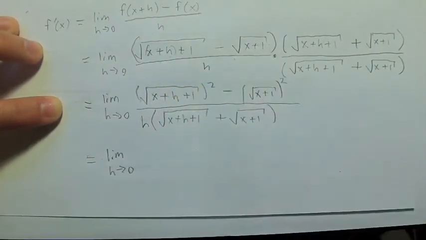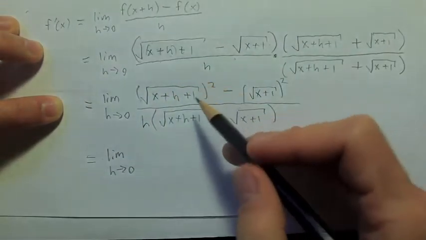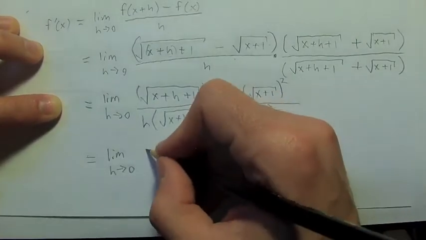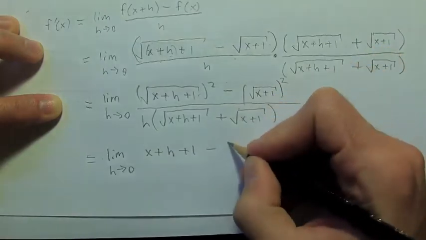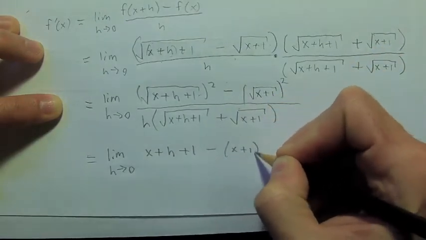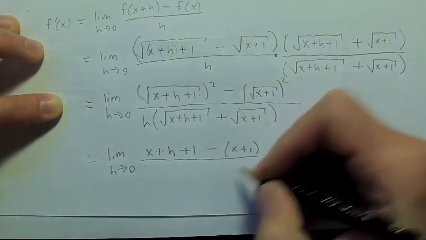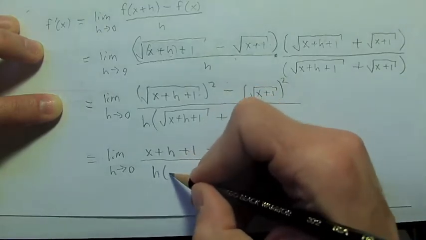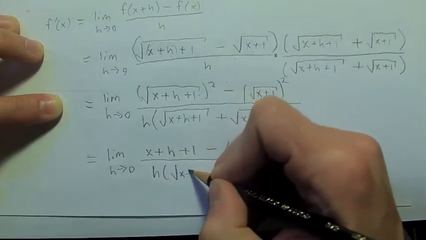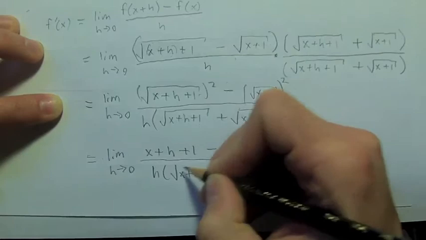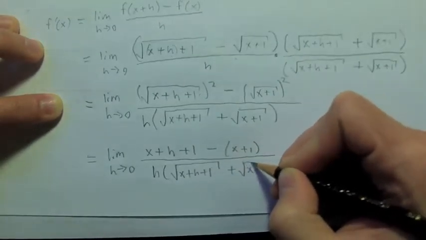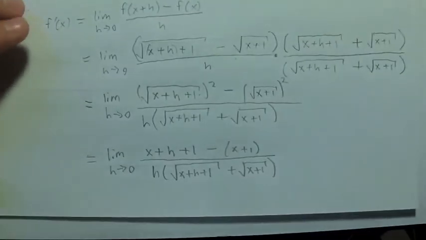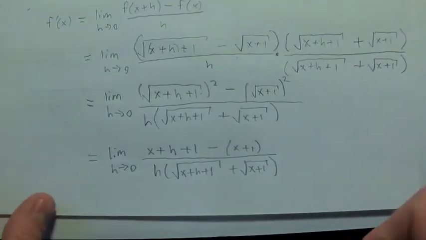Okay, so I have the limit as h goes to 0. The square roots and the square cancel, so I get x plus h plus 1 minus (x plus 1). Be really careful with that minus sign. Okay, over h times that conjugating factor. All right, the denominator is not changing. Yes, you need to write it out each time. Get in the habit of writing things correctly.